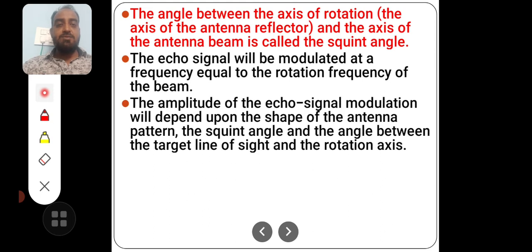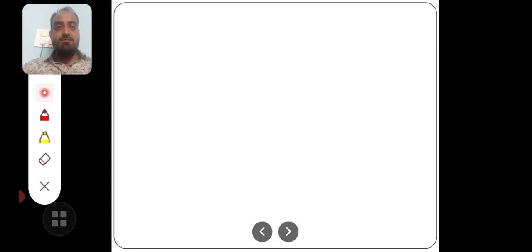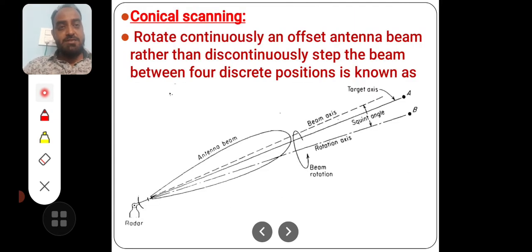Now, the amplitude of echo signal modulation depends upon the shape of the antenna pattern, the squint angle, and the angle between the target line of sight and rotation axis. Now, this point you can understand with the help of this diagram. For example, consider if your target is here between A and B, what will happen? Half of this lobe power will be incident onto the target, the rest of the half goes to waste.